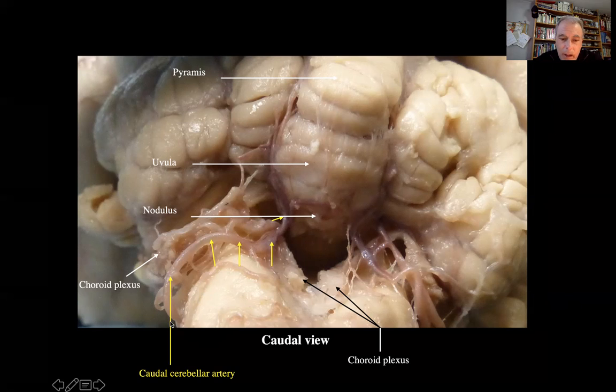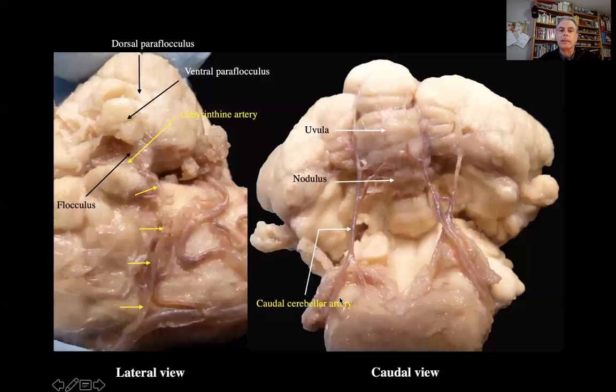And here we mark the caudal cerebellar artery. As it goes up, it goes over the caudal cerebellar peduncle, and then starts to vascularize the caudal portion of the cerebellum, and in particular the caudal portions of the vermis, the uvula and the nodulus. And it also supplies blood, as you see, to the choroidal plexuses of the fourth ventricle.